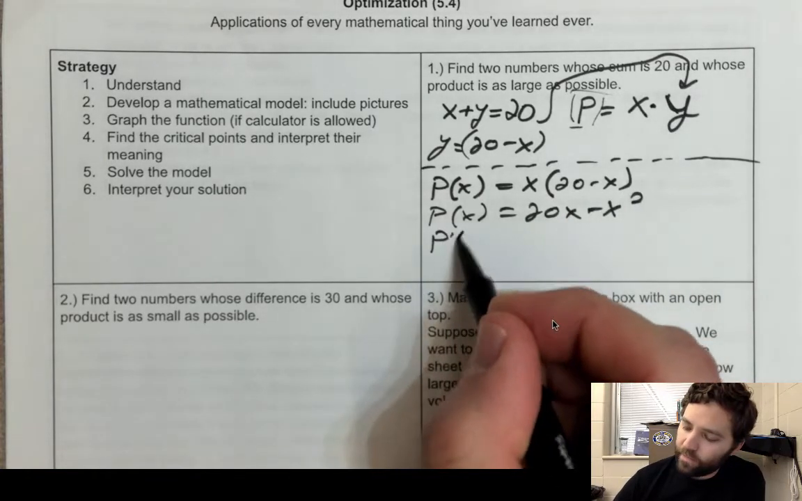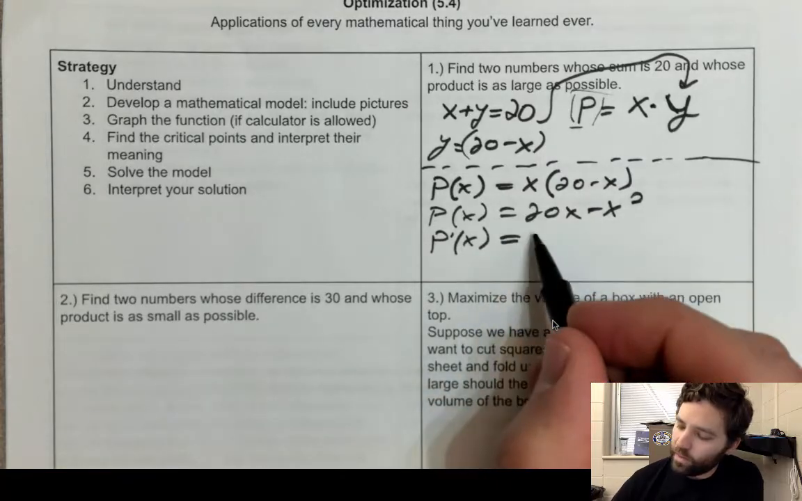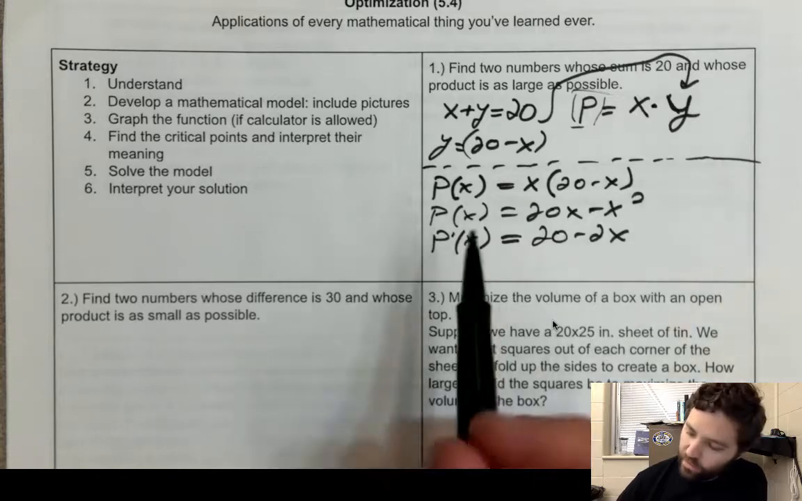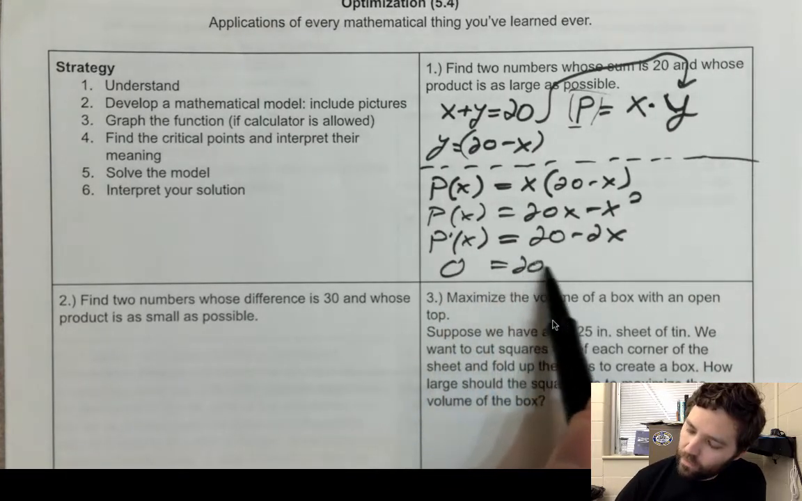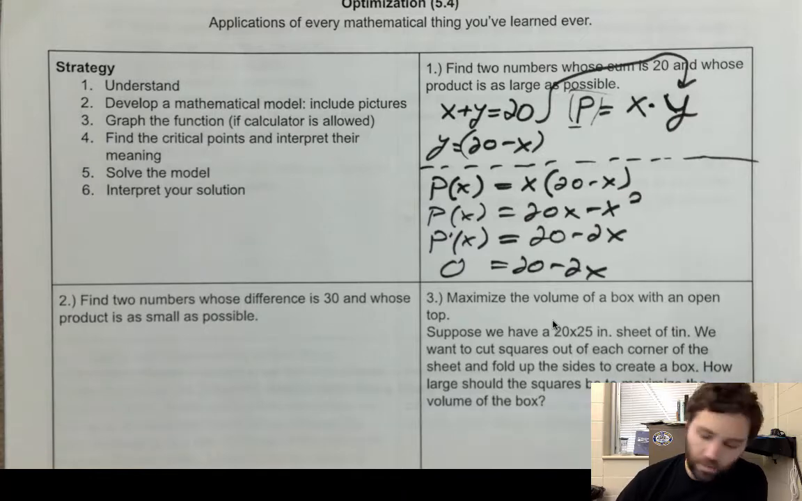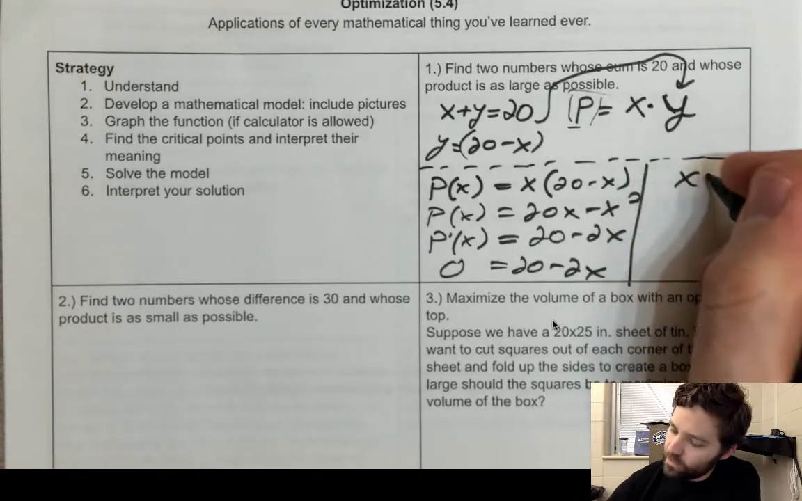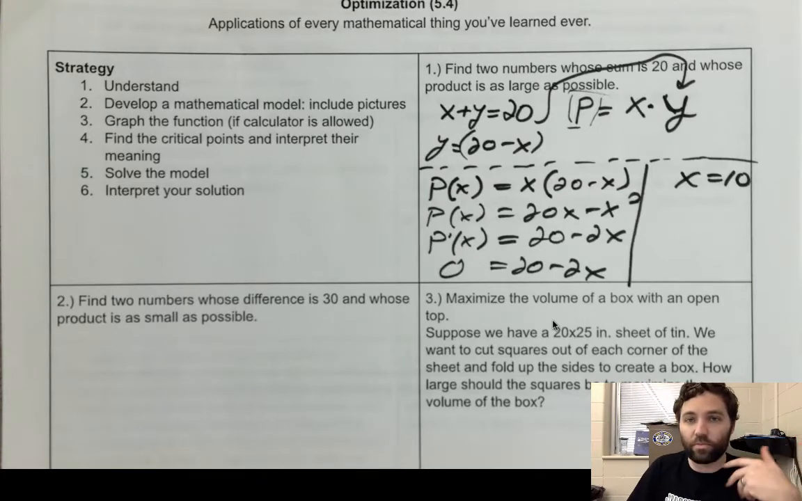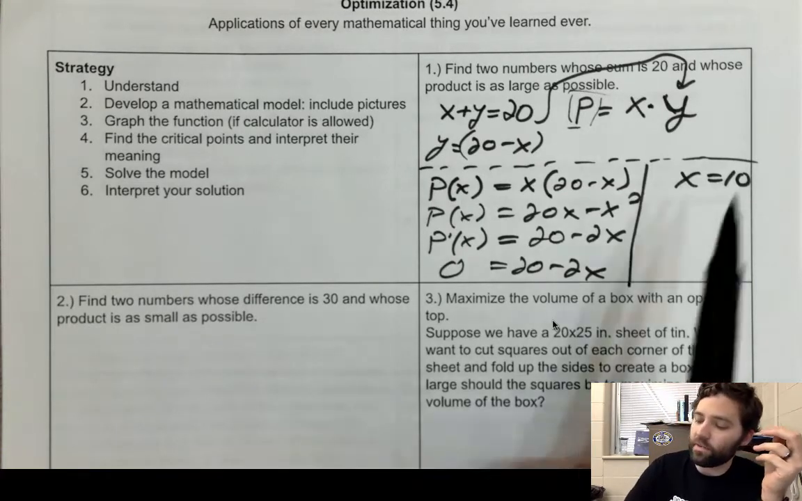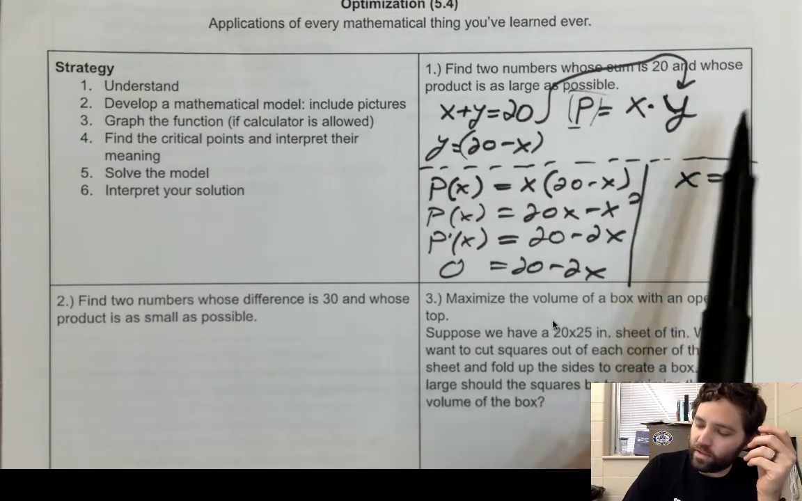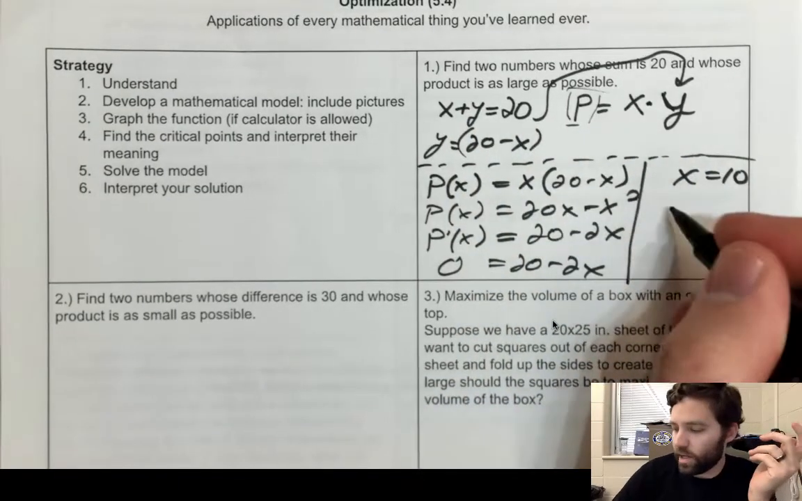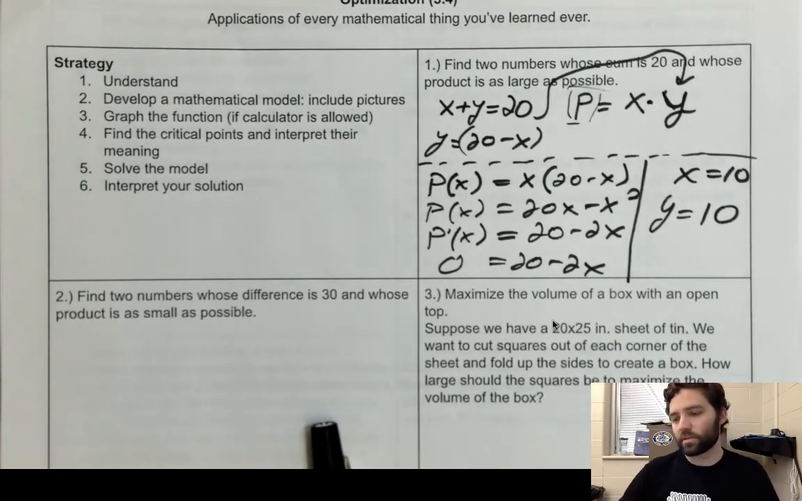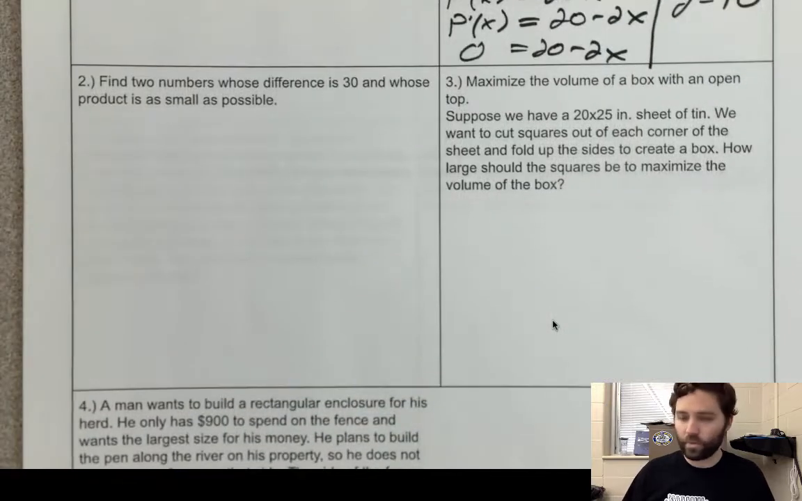P prime then is going to be equal to 20 minus 2x. And if you set that equal to 0 and solve, you get x equals 10. Okay, now that's obviously half your answer. Again, thinking about this from the beginning, you're looking for two numbers, right? So then to figure out what y is, you would just plug this into x plus y, and you'd figure out that y has to be 10 as well. Okay, so some of these are going to feel very much like pre-calc type problems. Okay, let's do another one.